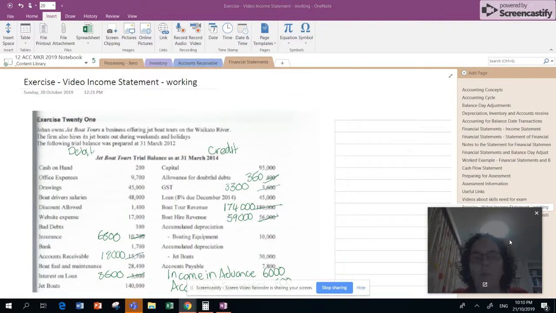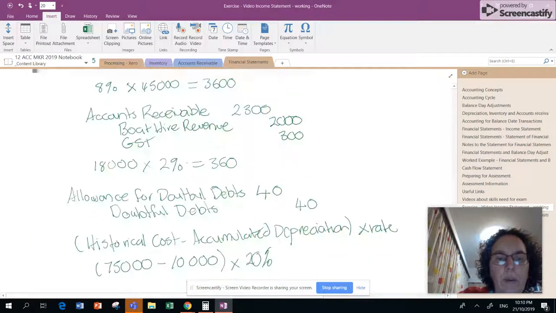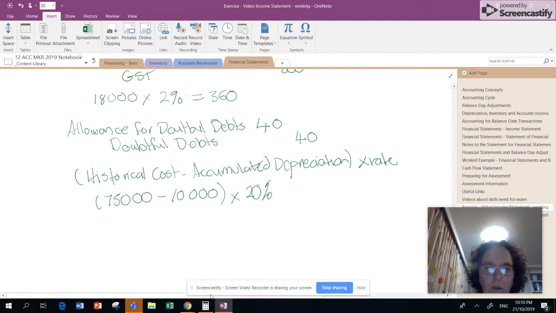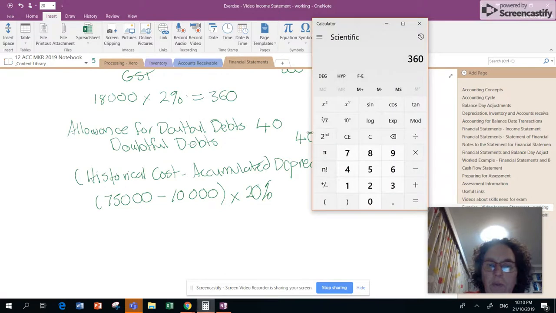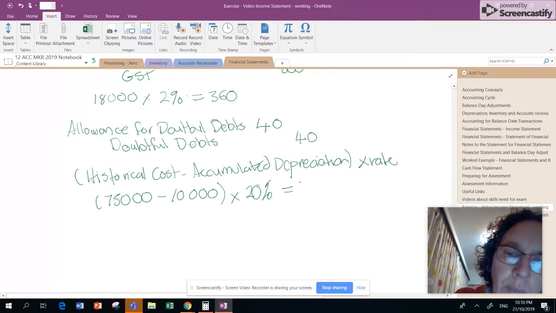Right, so we were just doing the depreciation for our boating equipment. So we've got 75,000, which is the historical cost, minus the 10,000 accumulated depreciation, and then we're just going to multiply that by the rate, which is 20%. So we'll get our depreciation for our boating equipment is going to be 13,000.